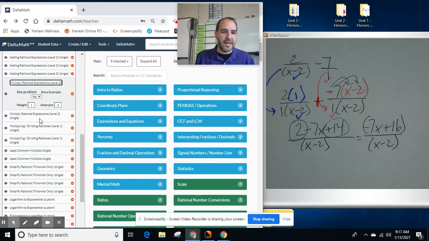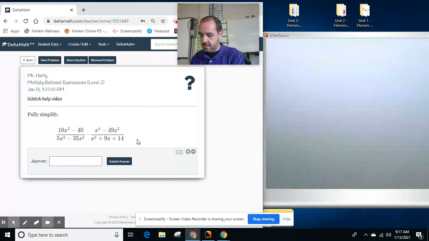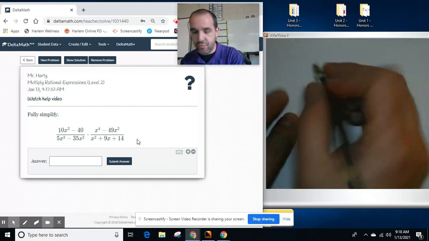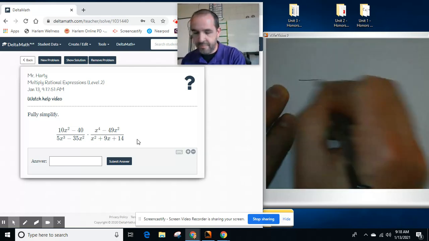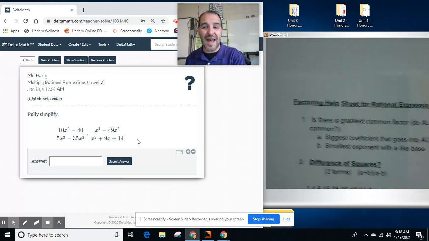Multiplying rational expressions. Thankfully, we're getting back to the easier stuff here. You're like, easier stuff? Holy crud, Hardy, what is that? Some factoring. We've been down this road, people. This ain't no new rodeo. So okay, 10x squared minus 40. Oh, where's it at? Factoring help sheet. There it is. You're like, help sheets for everything. You've got them. Use them.